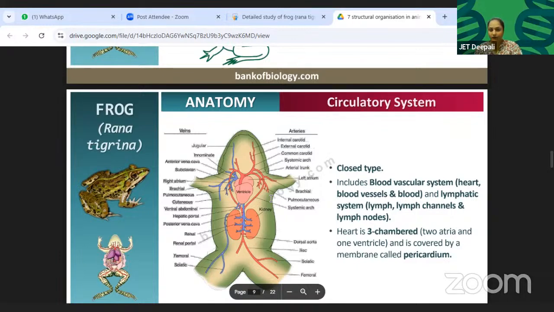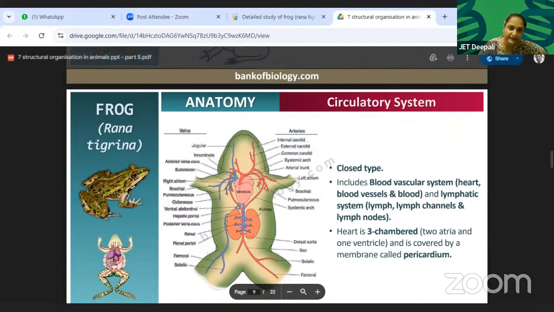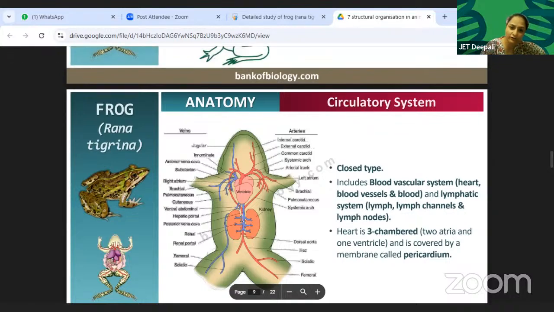Then we are also having this pericardium membrane. See, this is their circulatory system. You can see this is the ventricle, and these are the left atrium and the right atrium. Here you can see all the veins and the capillary network that is ultimately draining the blood into the kidney and to the other parts.